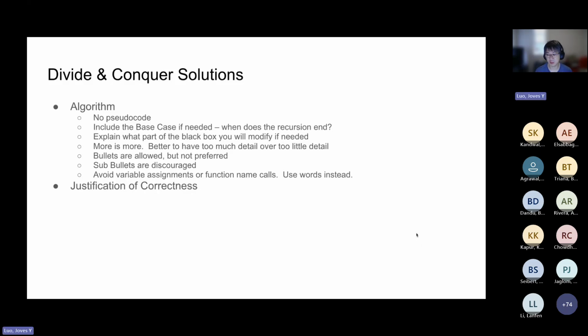The second part is your justification of correctness. After you write your algorithm, you have to explain to us why your algorithm works. It's not enough to just write the algorithm and walk away. This is very similar to coding interviews you might have at a tech company. Most tech companies aren't okay with you just writing code and being done with it.